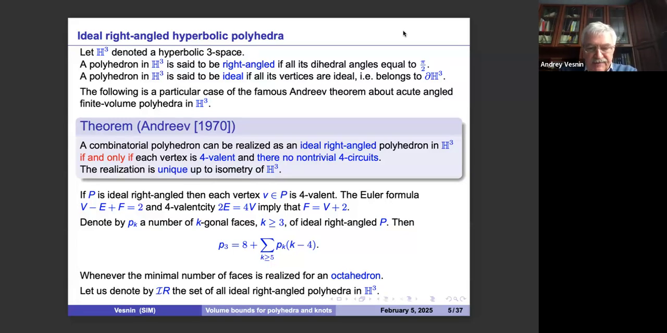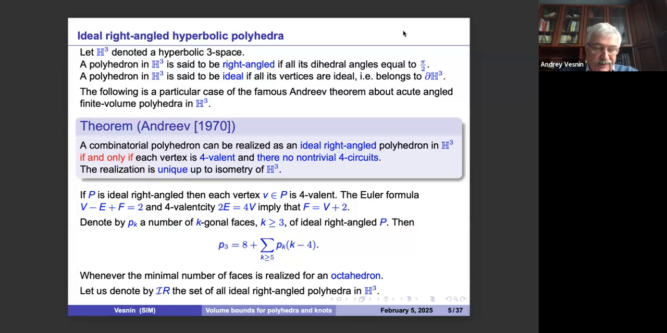And since we are working with polyhedra, we have standard results. For example, the famous Euler formula for polyhedra says that the number of vertices minus the number of edges plus the number of faces equals 2. In our situation, double the number of edges equals 4 times the number of vertices. So we easily see that the number of faces is equal to the number of vertices plus 2, so we can characterize either the number of vertices or the number of faces. Also from the Euler formula, we obtain a relation between the numbers of polygons with different numbers of faces. For example, we easily obtain that the number of triangles is 8 plus something. So we conclude that such a polyhedron always has at least 8 triangular faces.